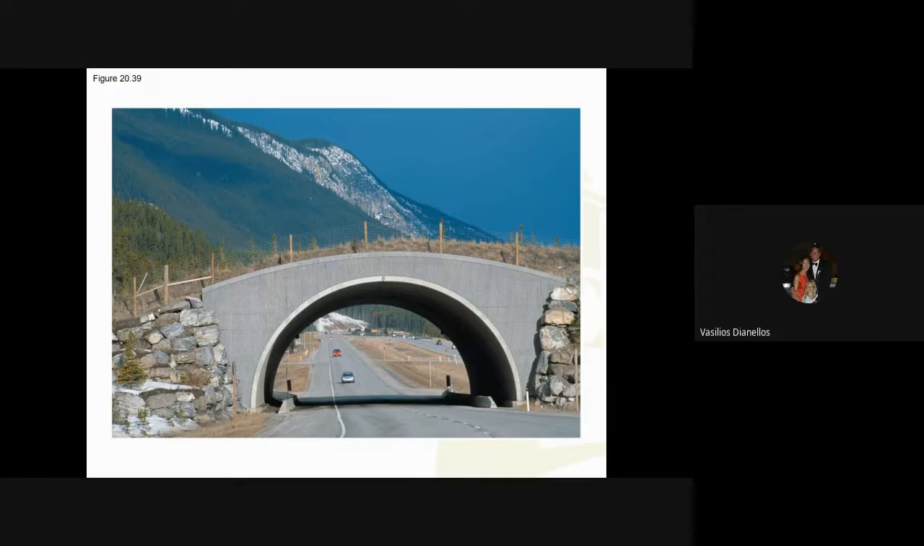There we go. There's one example. So that's a natural bridge. What you can't see here is that that's not a road. That is actually just land, right?